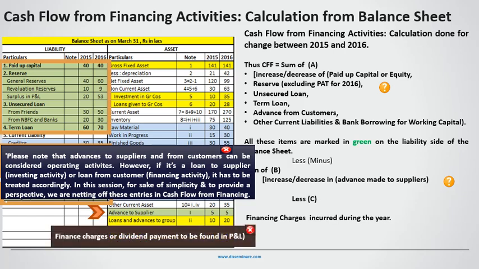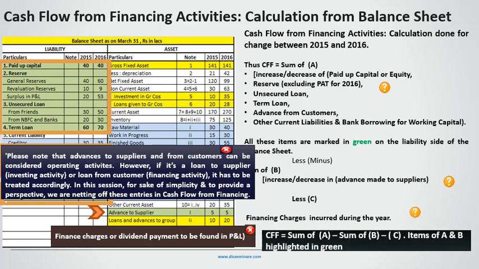Finally, the cash flow from financing is calculated as CFF equals A, sum of items on the liability side of the balance sheet, minus B, sum of items considered on the asset side of the balance sheet, minus C, financial charges incurred during the year taken from the P&L.